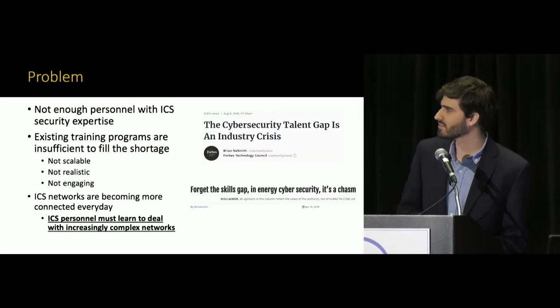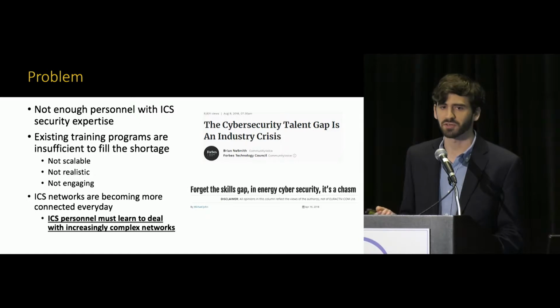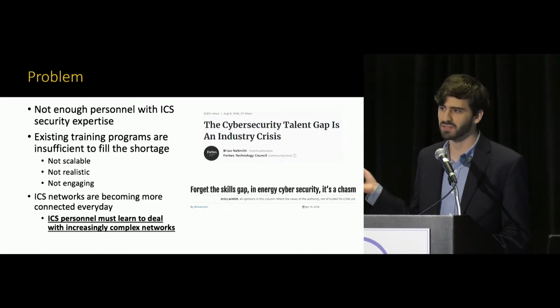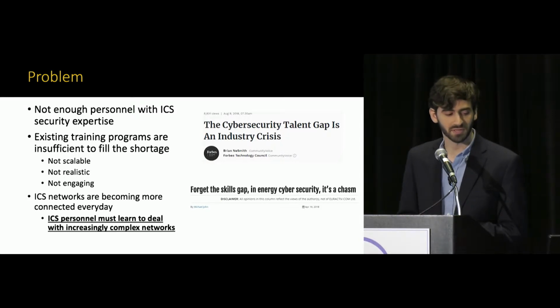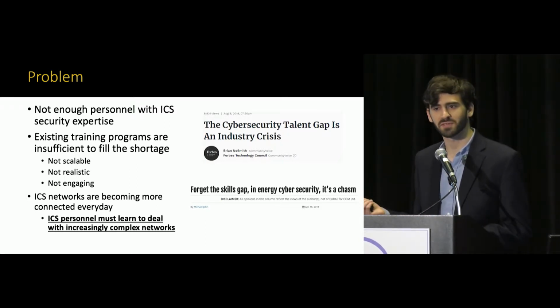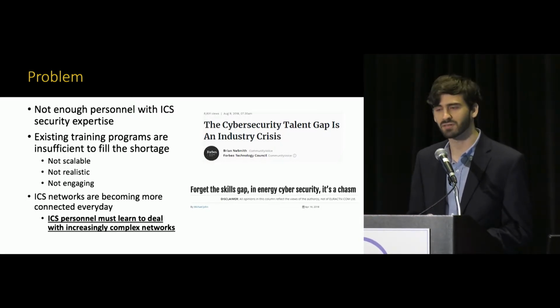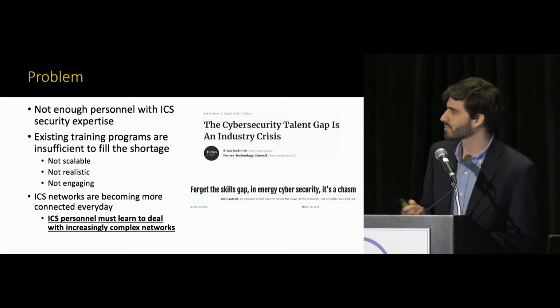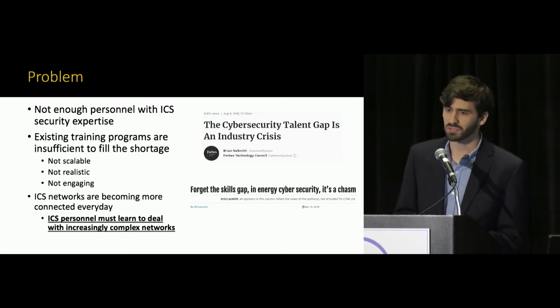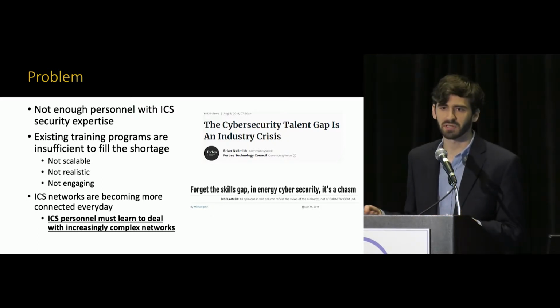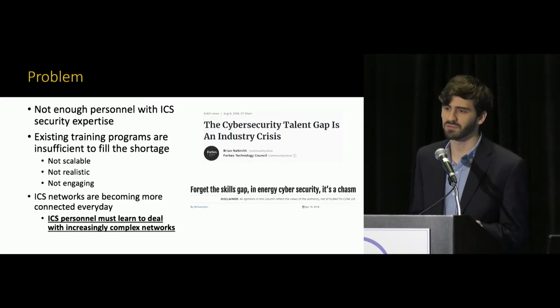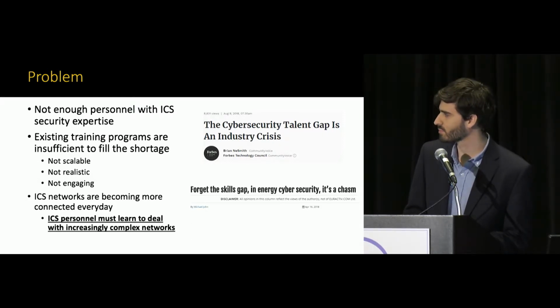And finally, there's not enough personnel with ICS security expertise. Every month I see a headline on the talent gap in cybersecurity in general, but the gap in control system security expertise is even bigger. And existing training programs are not sufficient to fill the shortage. They're not scalable. They require on-site training, and who has time to travel to Idaho for the Idaho National Lab course there?